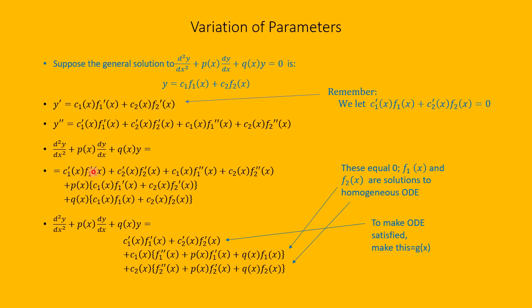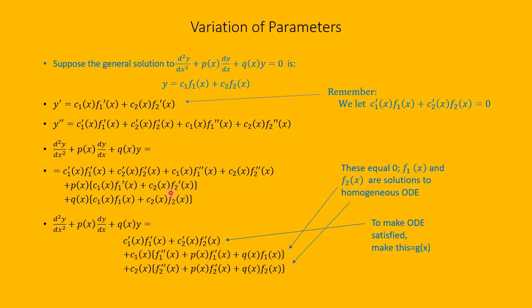C1 prime F1 prime plus C2 prime F2 prime plus C1 F1 double prime plus C2 F2 double prime. Then we have p of x times the first derivative, but the first derivative is this. So that gives us plus p of x times the quantity C1 F1 prime plus C2 F2 prime. Then to that we're adding q of x times y. So that's q of x times the quantity C1 F1 plus C2 F2.